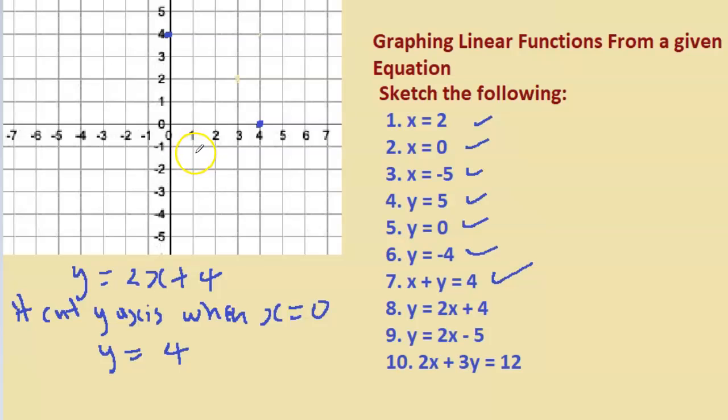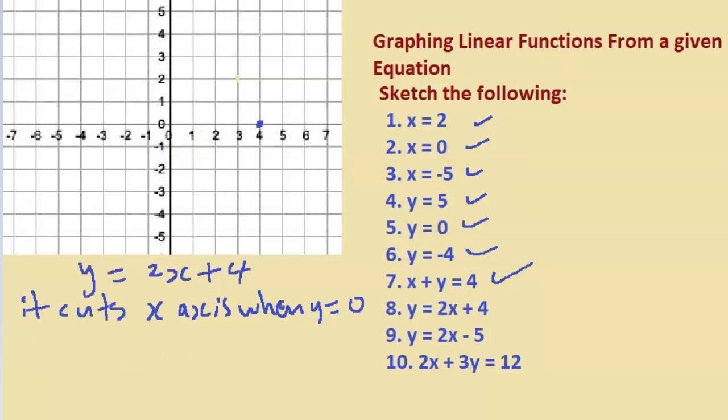You want to know where the graph cuts the x-axis now. Okay, so we just found it cuts the y-axis at 4. And it cuts the x-axis when y is 0. So when y is 0, here we let y be 0. So what we have is 0 equal to 2x plus 4. And now we solve for x. We can subtract 4 from both sides. So we group 4 over here, we have minus 4 over here.